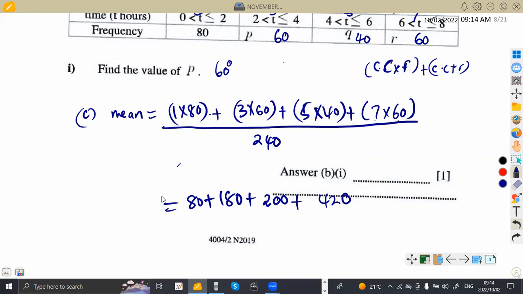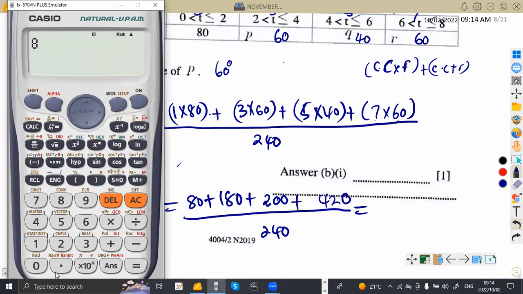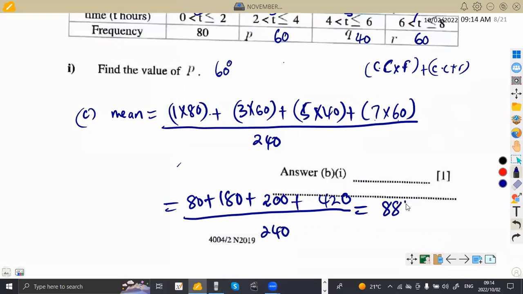All right, then we can divide by the total of 240. So add everything on your calculator. That's 80 plus 180 plus 200 plus 420. All right, plus here 400. These are some of the mistakes that we do in exam. Okay, anyways, this is 880 over 240 like this.